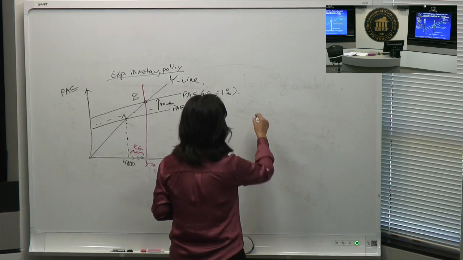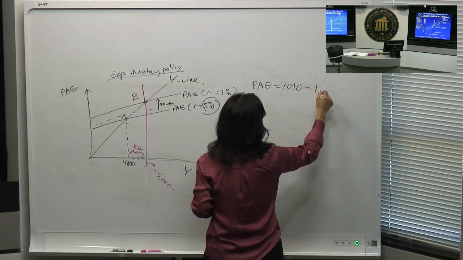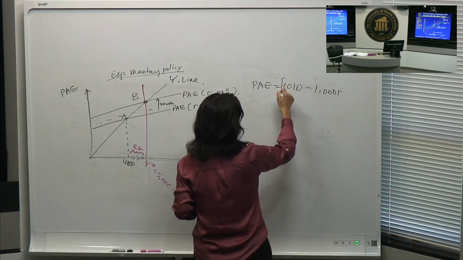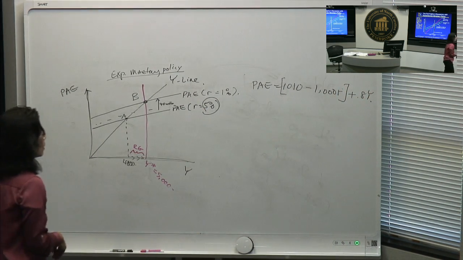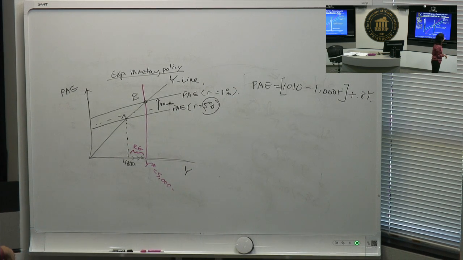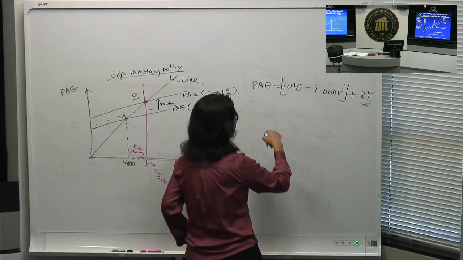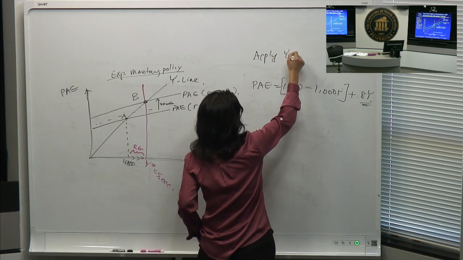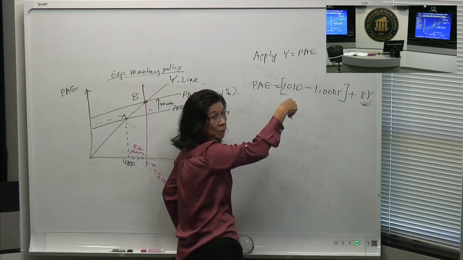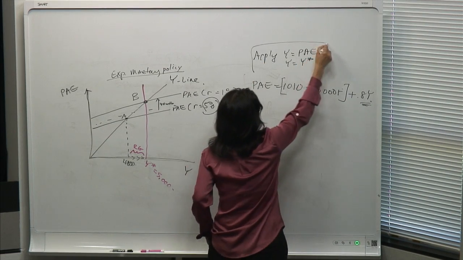So if you do it the other way, right? So it would be like this. 10 minus 1,000 R. And we know originally we have 0.8y in that whole equation. Okay, so if you want to do it by equation, so basically what you do is you have to get rid of this one right here. You have to apply two criteria. One is apply y equals to PAE, which is your short run equilibrium, like what you did. And then you also have to apply y equals to y star. Okay?